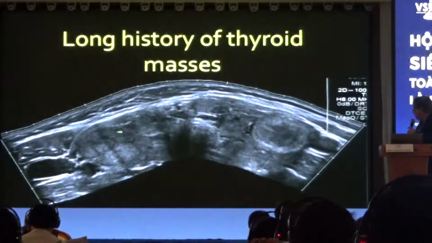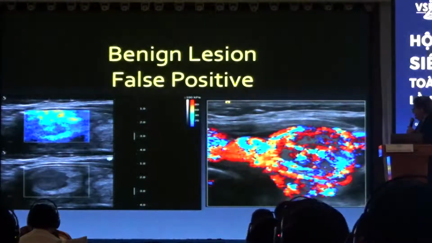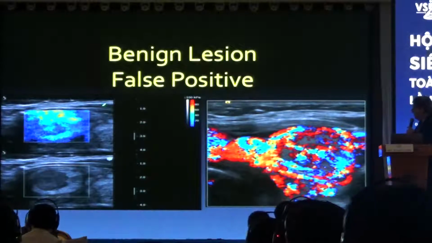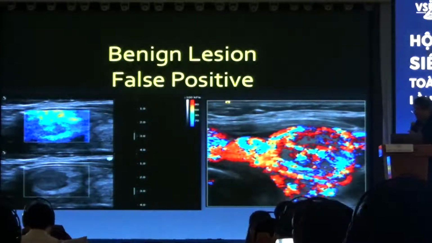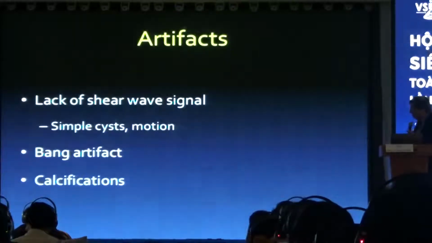Another patient had a long history of masses, an extremely vascular lesion, positive on shear wave, but all of our biopsies in this patient have been negative, and those lesions have been there for 10 years and not changed.